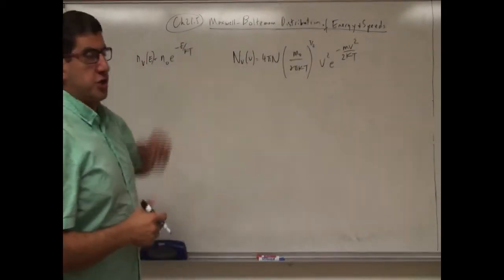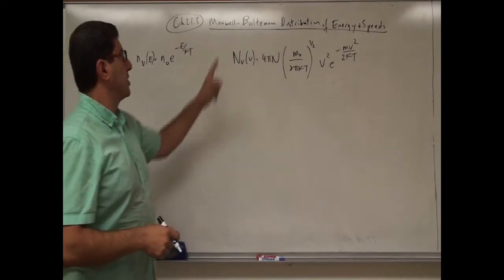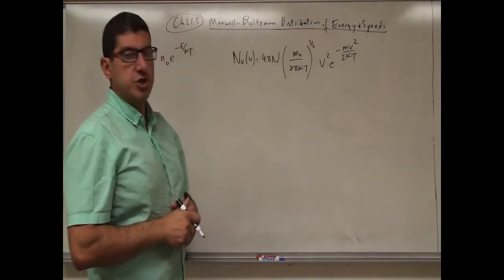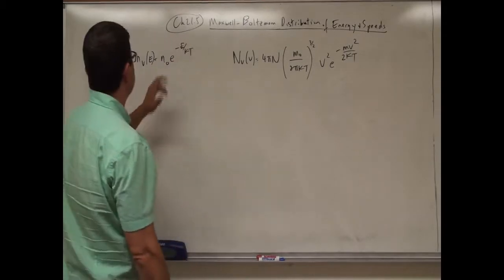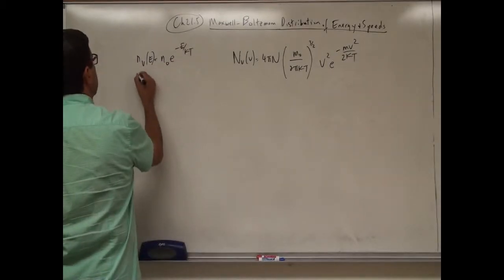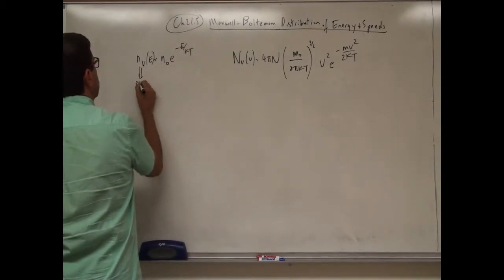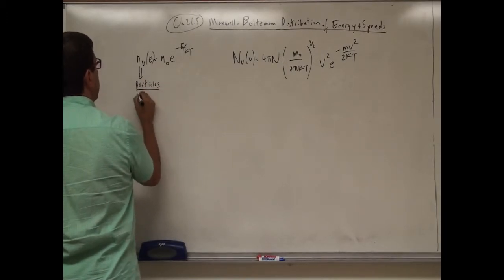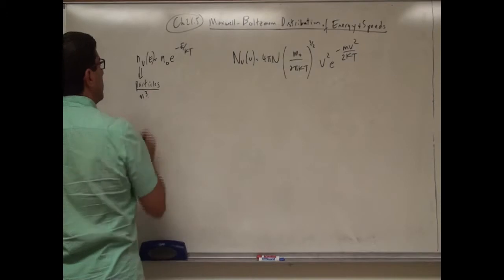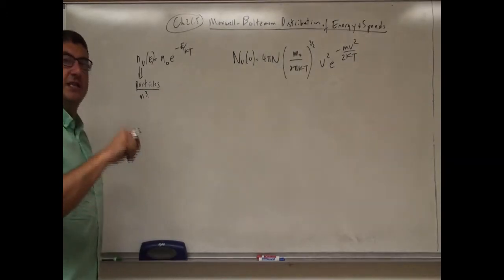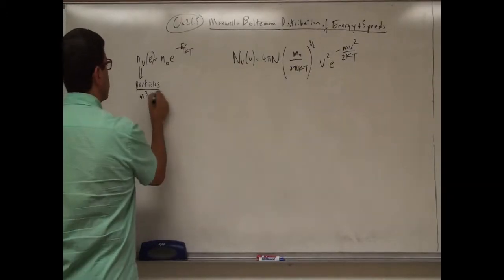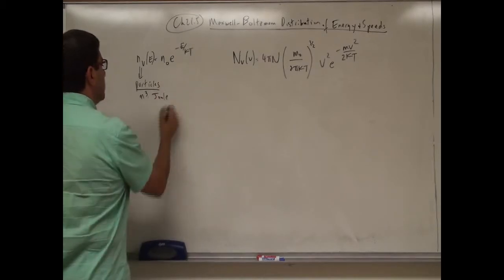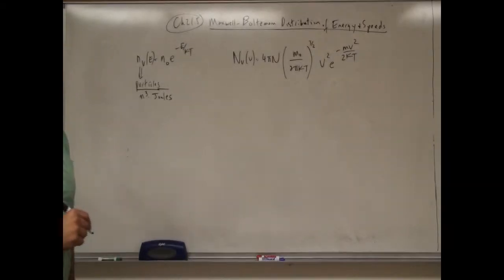Okay, now let's go to section 21.5. It's called the Maxwell-Boltzmann distribution of energy and speeds. What are the units of this? This one, the N_V(E), measures particles per unit volume, which is per meter cubed, that have energies between E and E plus delta E. So the units of it are particles per meter cubed per joule.